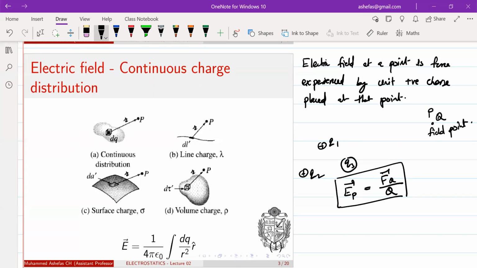Now the problem is that this capital Q cannot be very big, because if capital Q is very big, it will exert some force on Q1, Q2, Q3, etc., and the source distribution would change. So we have to keep our test charge very small. The correct way of writing the electric field at point P is the limit capital Q tends to 0 of F on capital Q divided by capital Q.